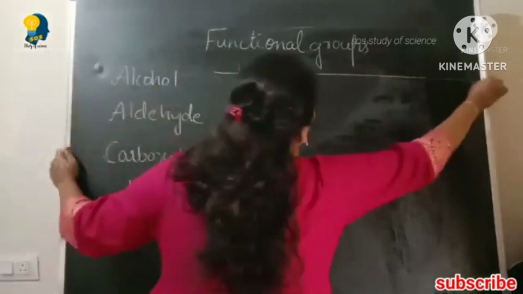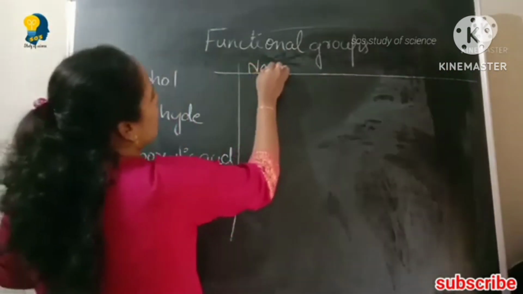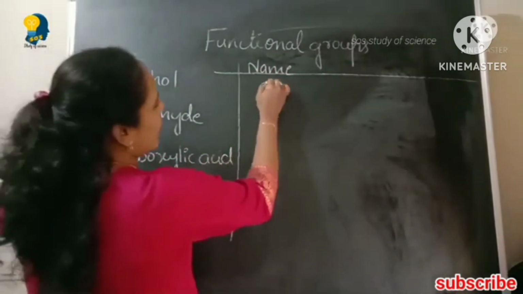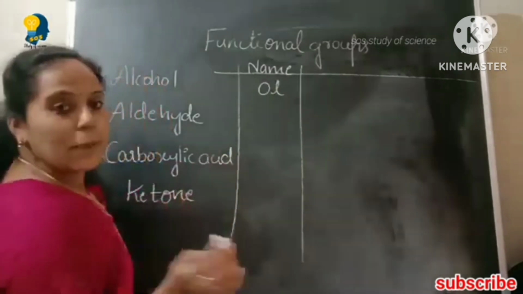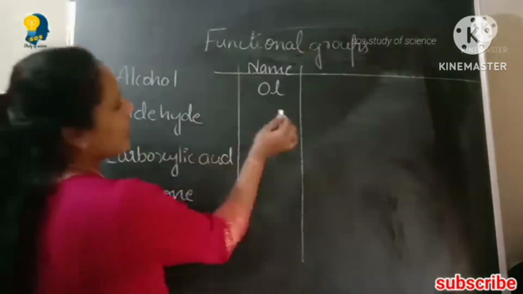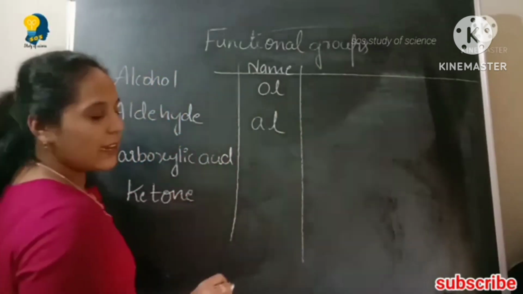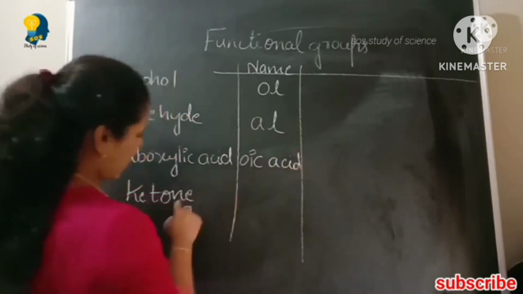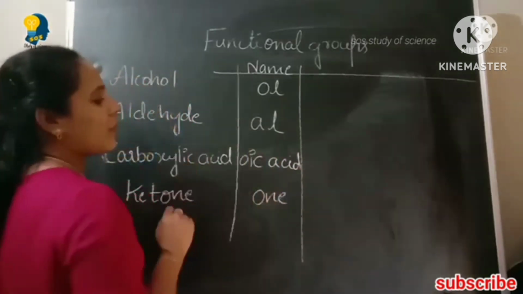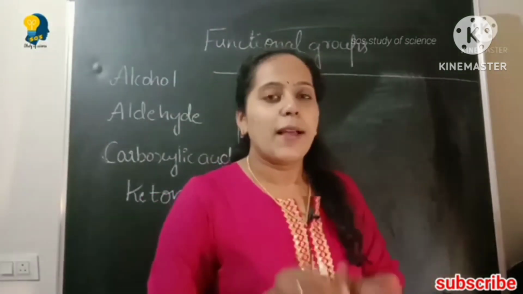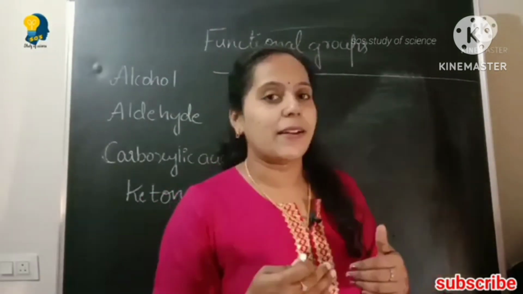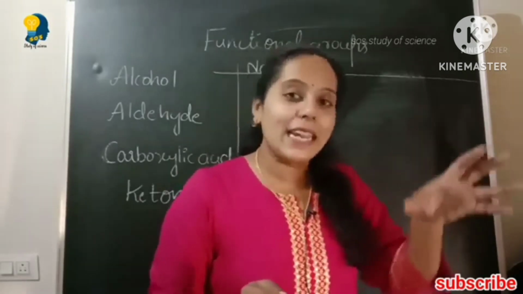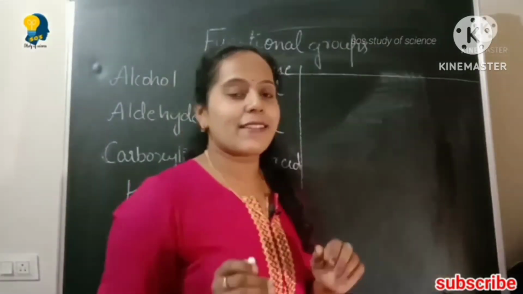When it comes to the naming part, alcohol is represented by OL at the end. Aldehyde, in the name part, is represented by AL. Carboxylic acid is represented by oic acid. Ketone is represented by ONE. For example, see methanol, methanal, methanoic acid. We are saying ol, al, oic. That is how we write in the naming part. When I am teaching individually, you will understand even better.